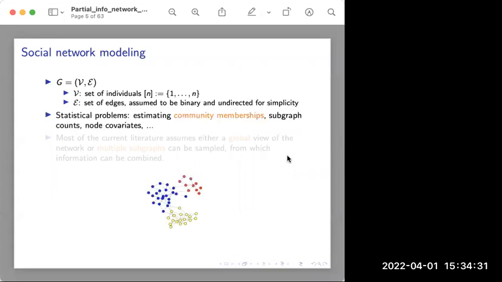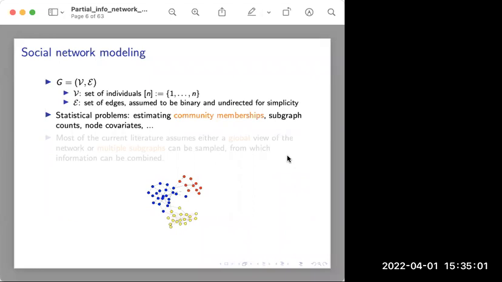Now, in the statistics community, the kind of problems we are interested in is that, first of all, we want to infer the latent community memberships of these nodes. In the simplest sense, the communities represent groups of people who are more tightly connected with each other than with the rest of the network. These can be groups of people who graduated from the same high school, or they share common interest on Facebook, and so on.